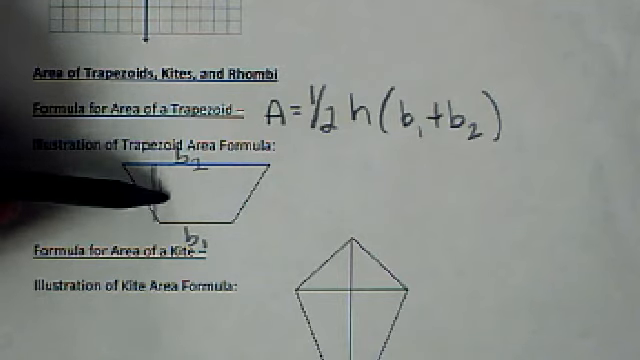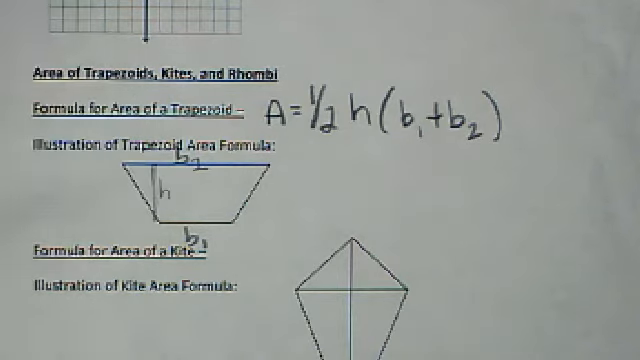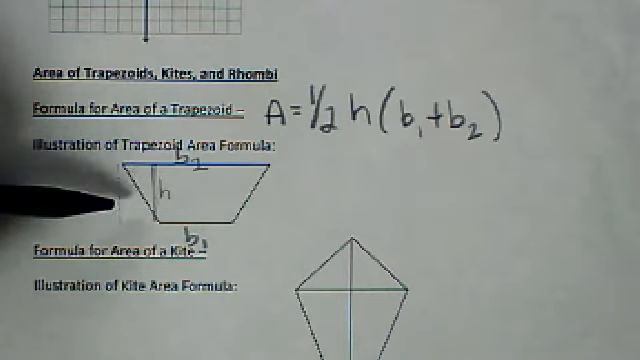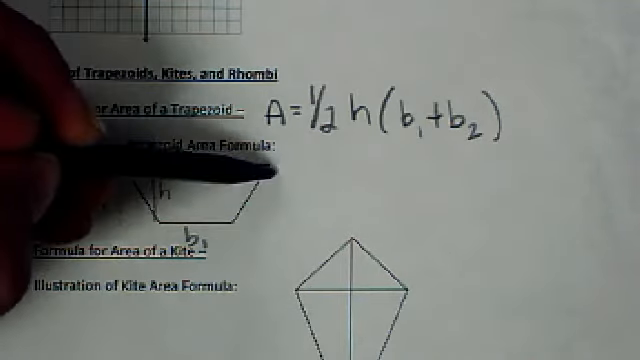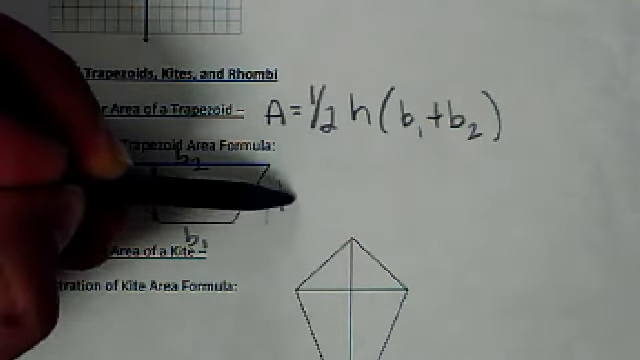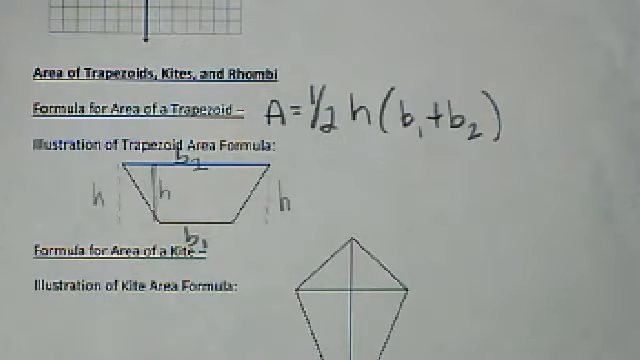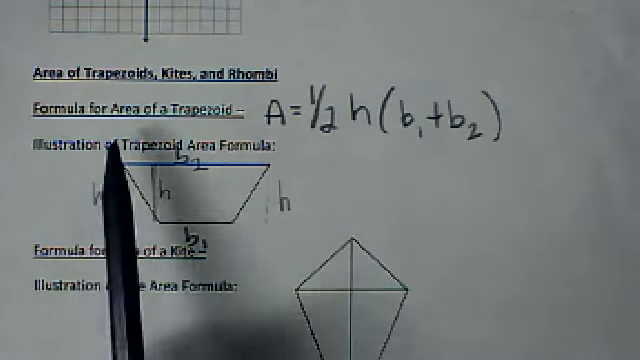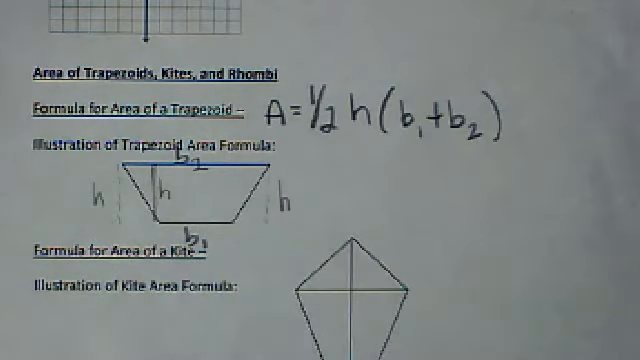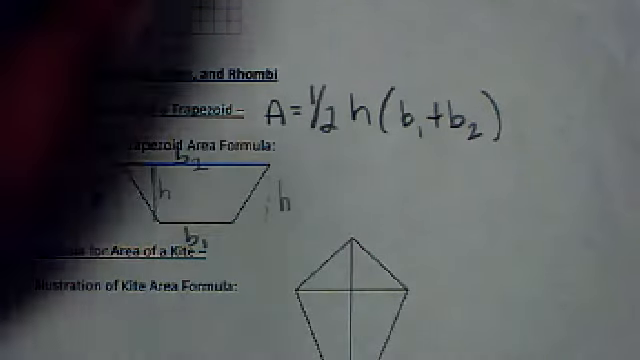perpendicular with these bases. Now, just like the parallelogram, the height can be drawn in multiple places as long as it's connecting the bases and it's perpendicular with those bases. So all these heights, you can see they're perpendicular with the bases and they're all parallel with one another. So again, the formula is 1/2 times the height times the sum of the bases of the trapezoid.